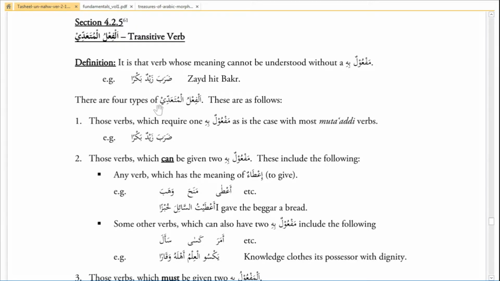And there are a few types of فعل متعدي. We'll study probably two types, and maybe later on we'll study more. One is those verbs which require one maf'ul, as is the case in the muta'addi verbs. For example, ضرب زيد بقرا. ضرب needs only one maf'ul: Zaid hit Bakar. So here we need only one maf'ul.